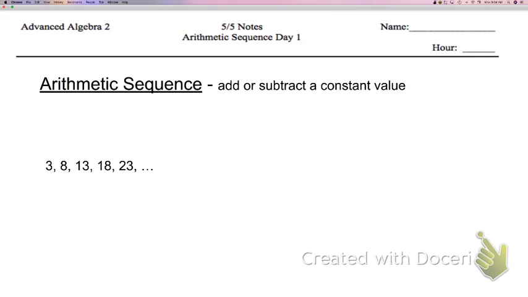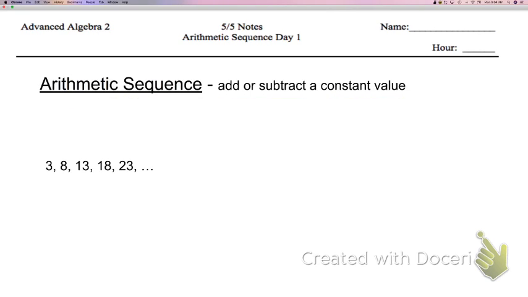Today we're going to look at one specific type of sequence, and that is called the arithmetic sequence, and that is simply when you add or subtract a constant value. You should be able to figure it out by eyeballing the sequences, but I'll show you a way to figure out for sure what is going on also.